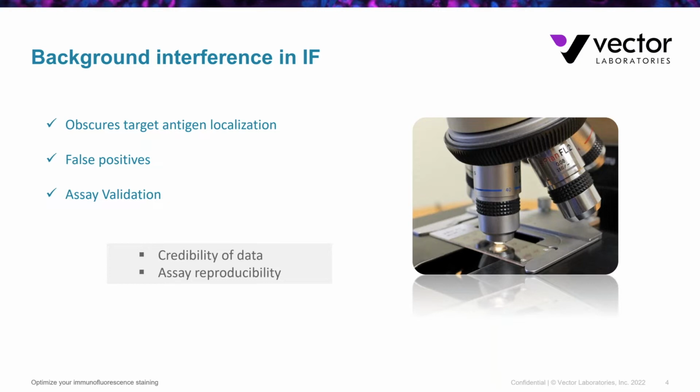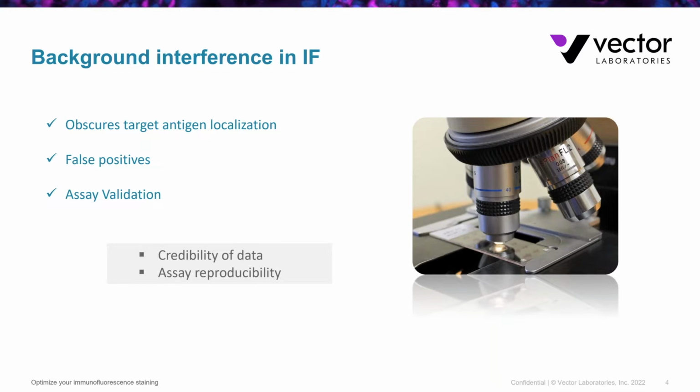Also, background interference leads to interpretation of false positives. Perhaps you're working on a treated specimen and you're not completely clear on exactly where the treatment would be influencing the target antigen upregulation, for example. You could interpret some of the background staining as being positive staining, but of course then it would be a false positive and you'd be reporting that incorrectly.